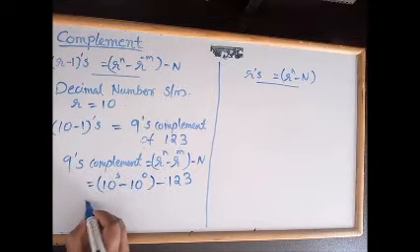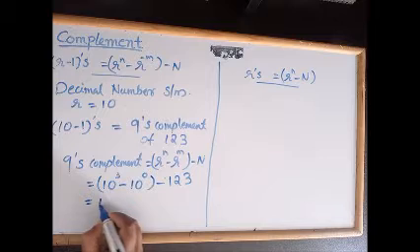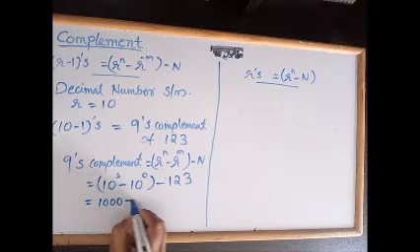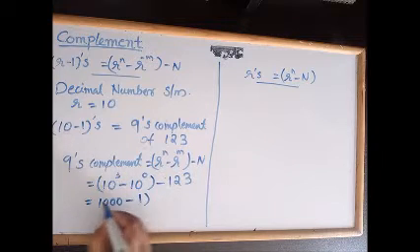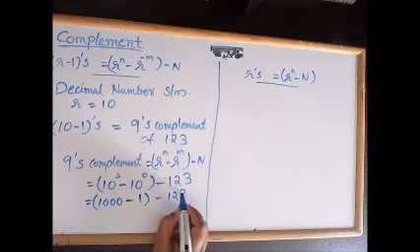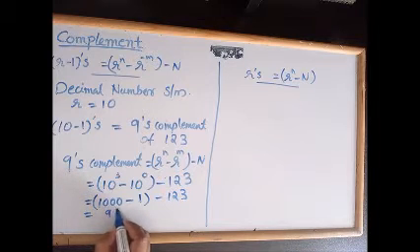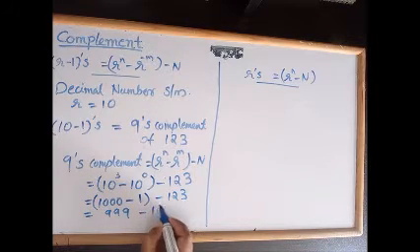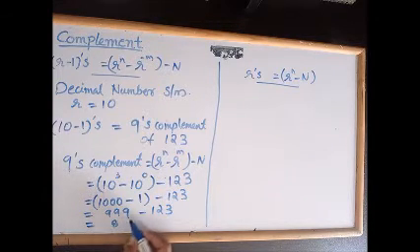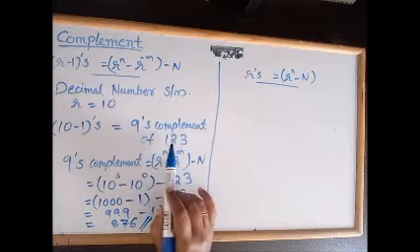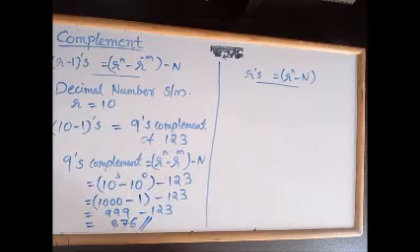Your number is 123. So that is equal to 10 raised to 3, which is 1000, minus 10 raised to 0, which is 1, minus 123. That is equal to 999 minus 123, which is equal to 876. So the 9's complement of the number 123 is 876. Similarly, we can find the r's complement in the decimal number system.